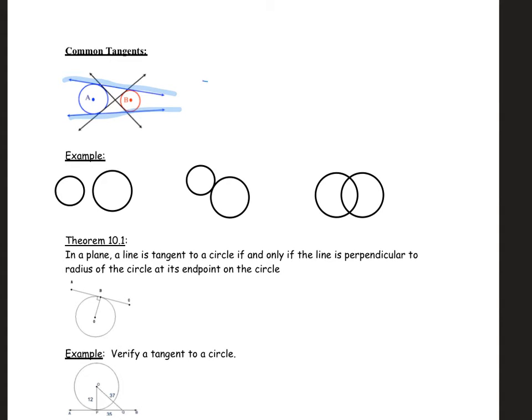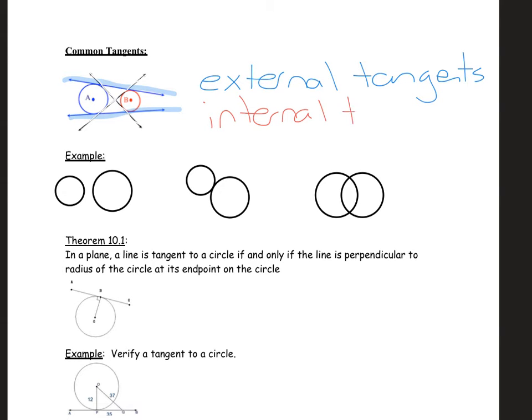And since they're kind of outside the circles, those are what we call external tangents. The black ones, which hopefully you can see here and here, go in between the circles. So those are what we call internal tangents. I don't really have a black marker here, so we'll just do internal tangents. So you could have internal tangents for circles and external tangents. Again, those are these two, and the external ones are these two.